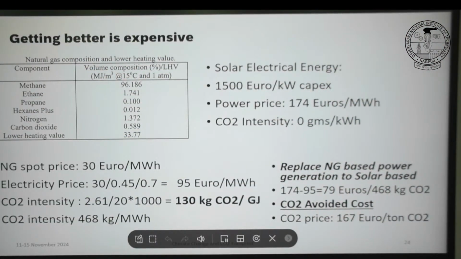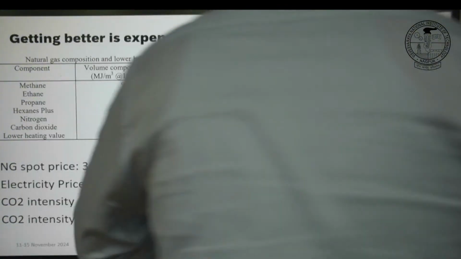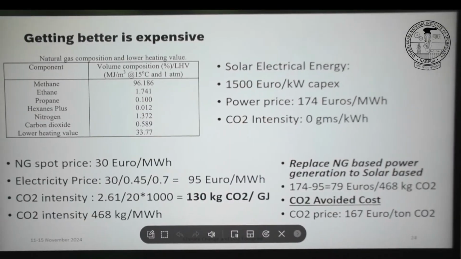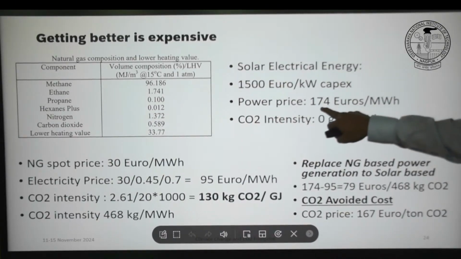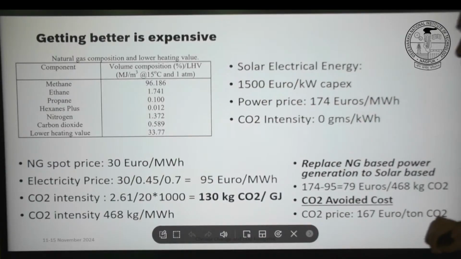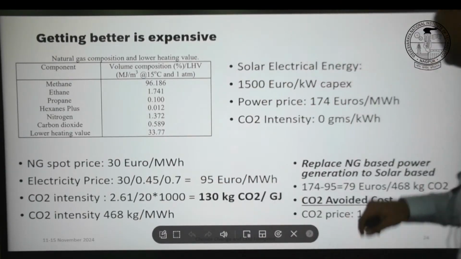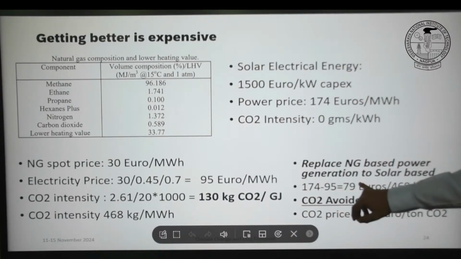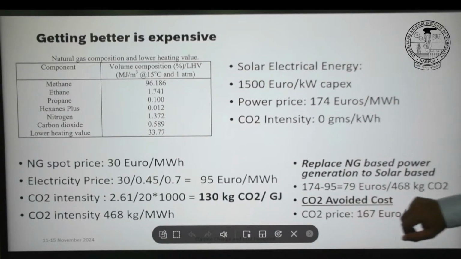Similar calculation will give me the electricity price. Yeah, now it's working. So similar calculation gives me a power price of 170 euro per megawatt hour. So if I continue with natural gas, I'm producing at 95. And if people are telling me you are doing bad things, you are emitting a lot of CO2, please stop it, use solar panels, my production price is 174. So difference is 79 euro per megawatt hour.